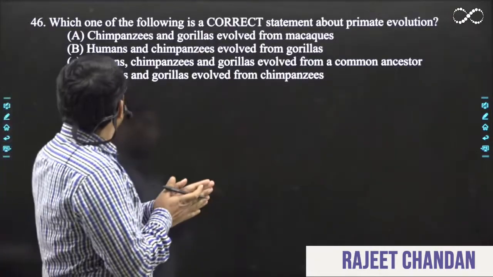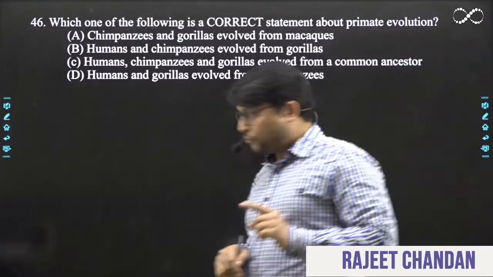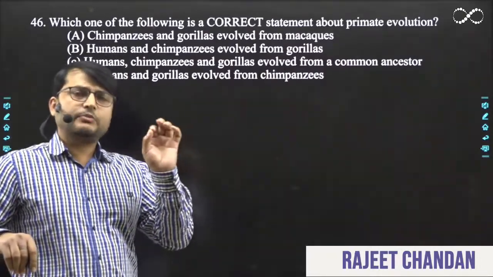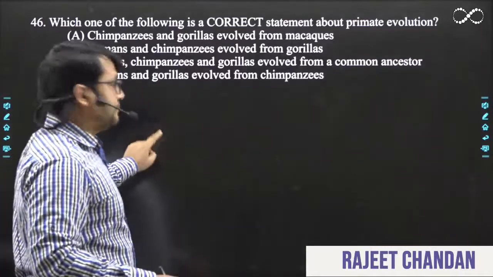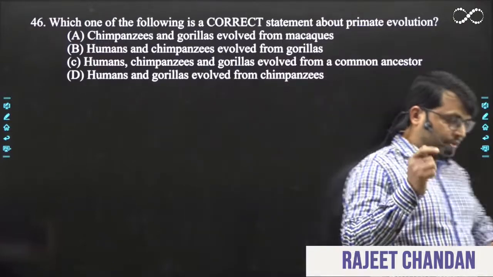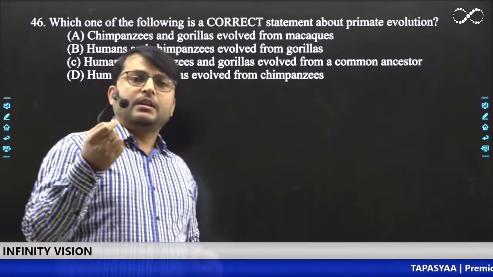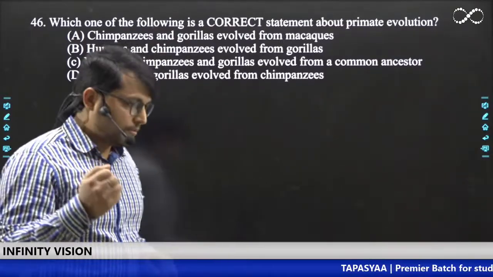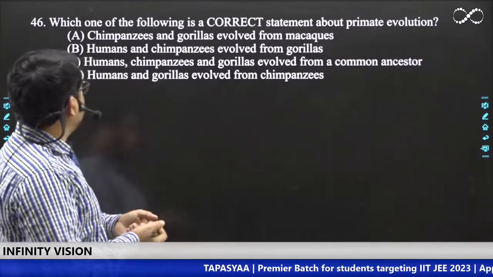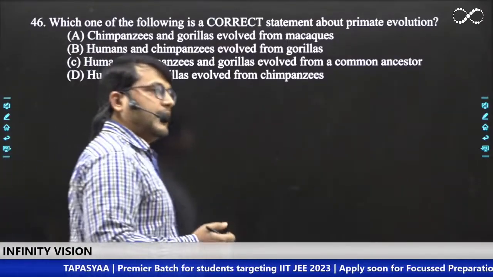Moving to the very first question of part 1 biology. Part 1 is the first part, and every question contains 1 mark. The first question is question number 46. The first part has 15 questions from 46 to 60. And then the second part, in which every question is of 2 marks, contains 5 questions, right? So let's begin with question number 46. This question says, which one of the following is a correct statement about primate evolution?